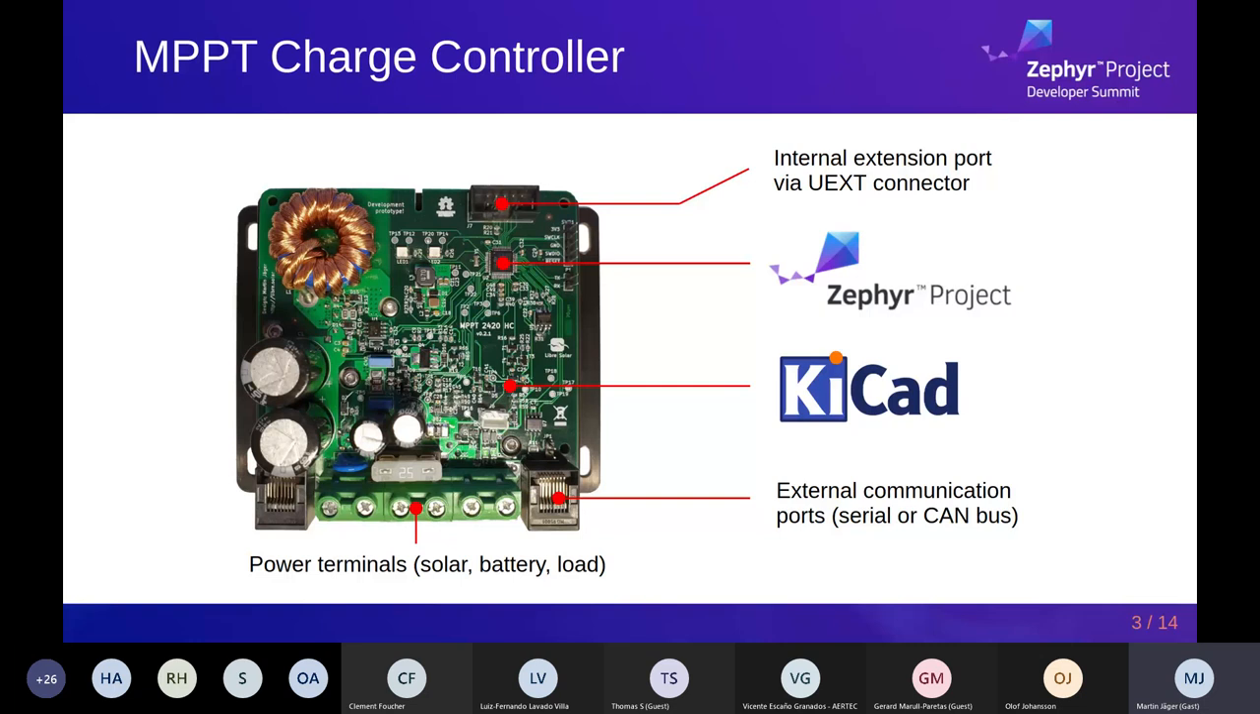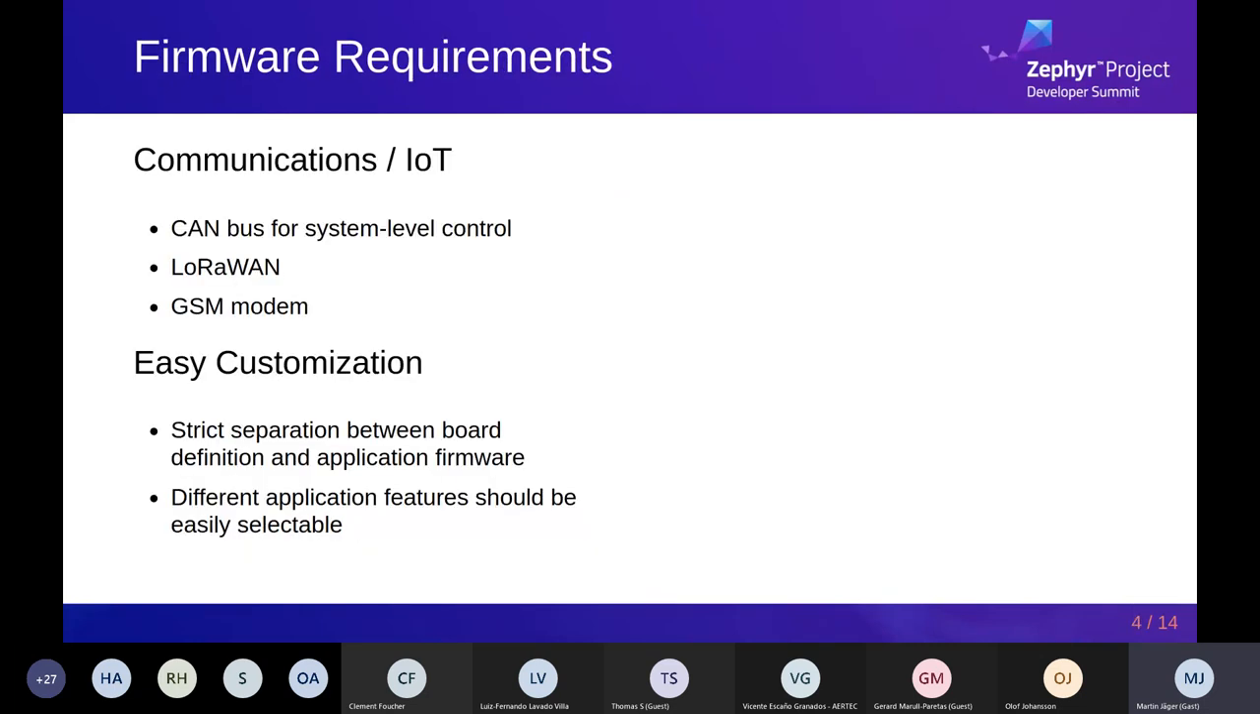So now I will talk a bit more about how we use Zephyr in our application and why we chose Zephyr. I think Gerard has already covered lots of this, and I really agree with him regarding most of the points, or all of the points, that it has a great community and so on. So here are some specific requirements we had when we chose Zephyr. So one is obviously the communications, and we wanted to have the CAN bus as well, and Zephyr supports several higher level protocols based on CAN bus as well. And we wanted to have LoRaWAN and GSM modem communications.